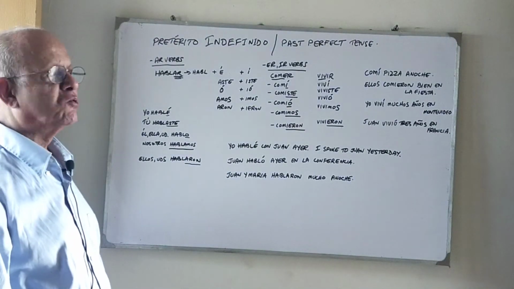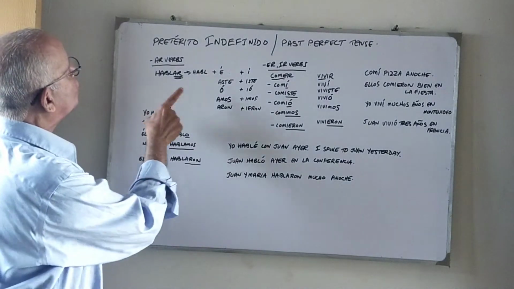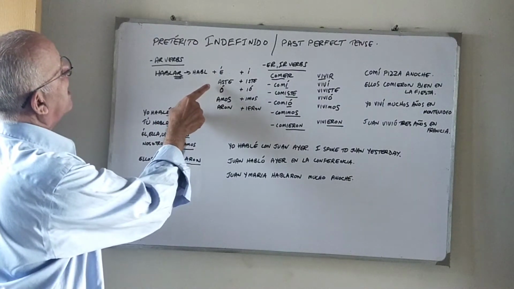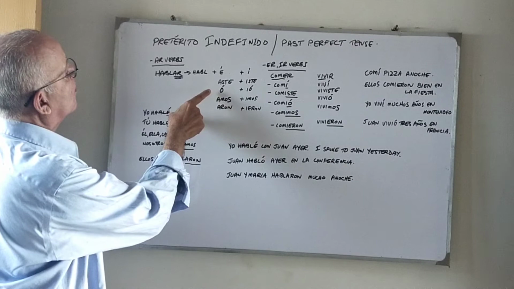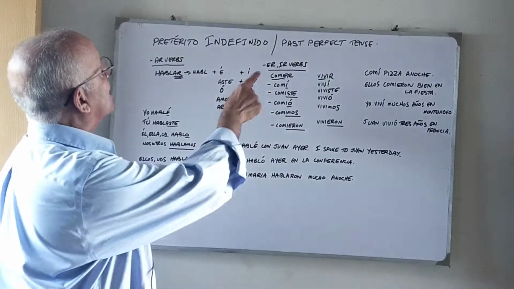I'll give you another example. Tomar. Okay, tomar will become yo tomé. Tú tomaste. Él tomó, ella tomó, usted tomó. Nosotros tomamos, ellos tomaron.